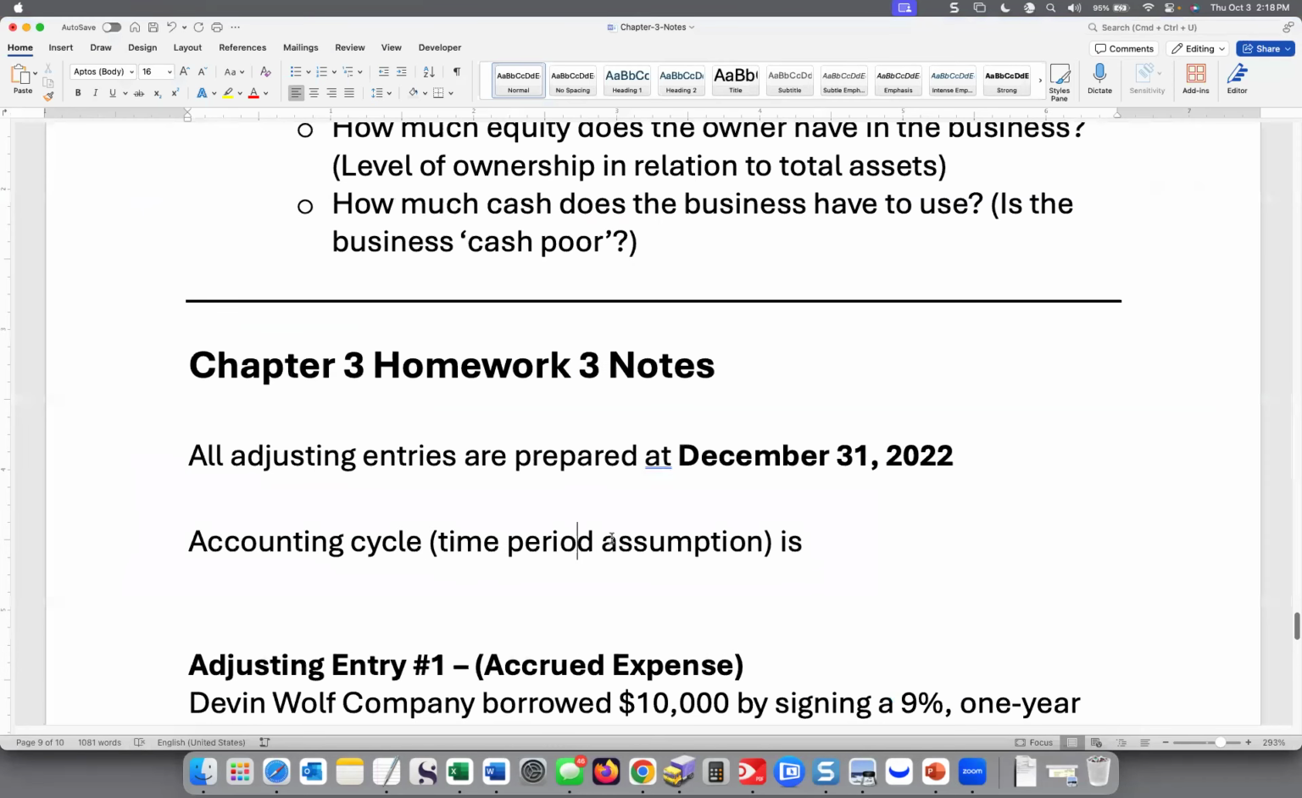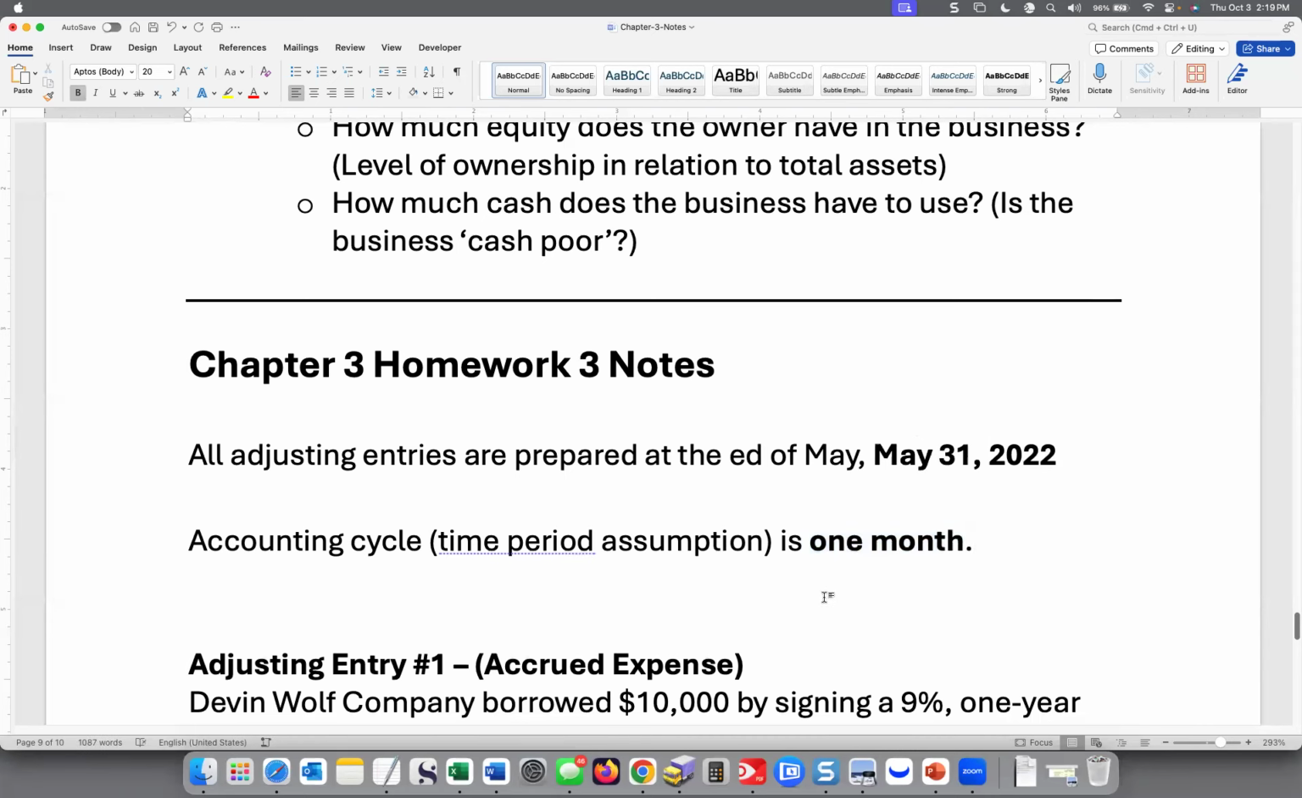I'm going to say all adjusting entries are prepared at the end of May, and that would be May 31st, 2022. Okay. So the accounting cycle, or the time period assumption, is 1 month. All right. So 1 month.